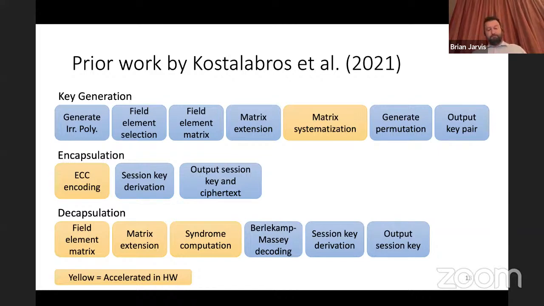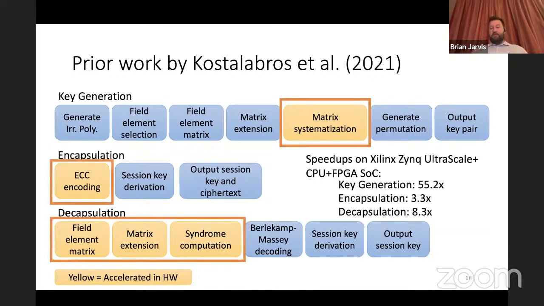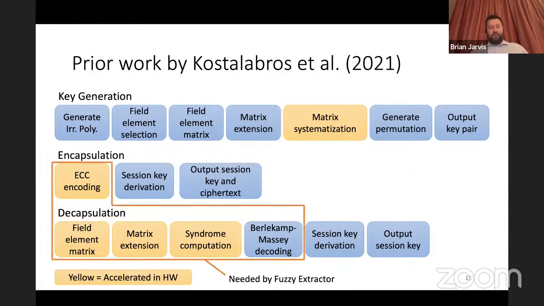offload into an FPGA. And with their implementation, they saw speedups using a Xilinx Zynq UltraScale+ CPU-FPGA system on a chip combination of 55.2x on key generation, 3.3x on encapsulation, and 8.3x on decapsulation. So we observe here that this is almost all that's needed for a fuzzy extractor, because for the encoder and decoder, you would just need to add the Berlekamp-Massey decoding to complete the decoder. And then the error correcting code encoding completes the encoding side.